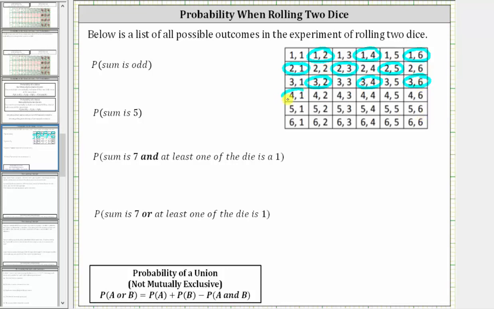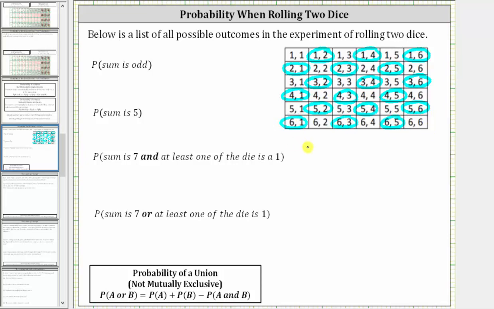In the fourth row, 4 and 1, 4 and 3, and 4 and 5 have an odd sum. In the fifth row, 5 and 2, 5 and 4, and 5 and 6 have an odd sum. In the last row, 6 and 1, 6 and 3, and 6 and 5 have an odd sum.